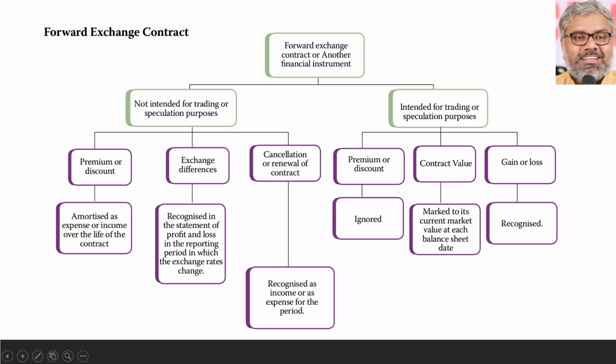So any gain or loss is recognized through P&L account only in all the cases, but the only point is whether the premium or discount is recognized at the time of entering into the contract or not. In case of non-speculative contracts, it is recognized. In case of speculative contracts, it is not recognized. So how do we know whether it is speculative or non-speculative? That depends upon the facts that are given in the question.